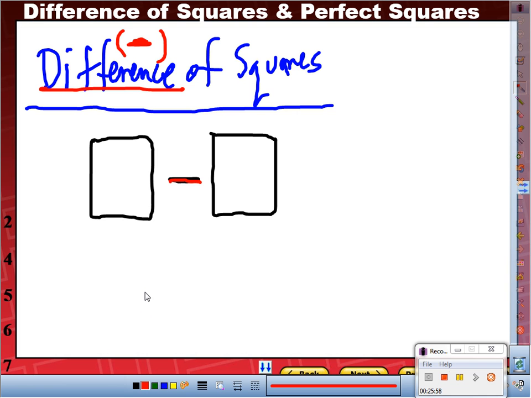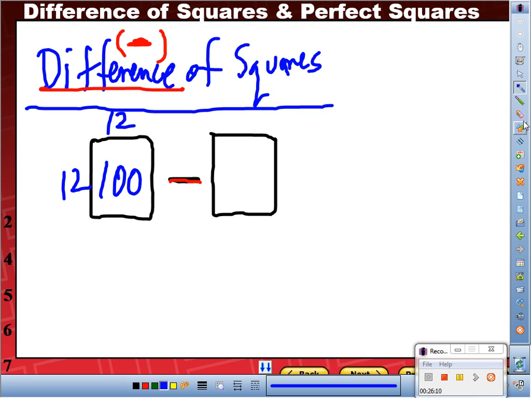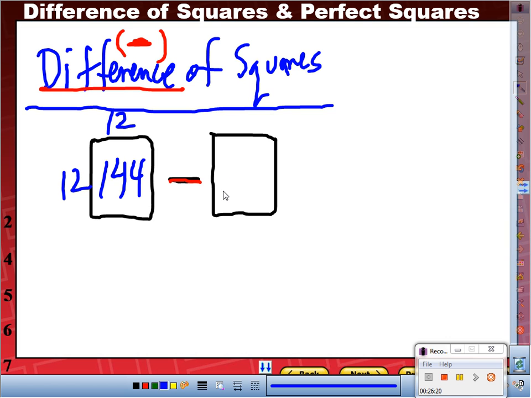So let me give you first an example of a perfect square. We already know that 12 times 12 is 144. I was testing you guys to see if you were paying attention. So, who can give me a perfect square number here? 5 times 5 is 25. Pay attention, please. Let's see how this looks without the actual squares.